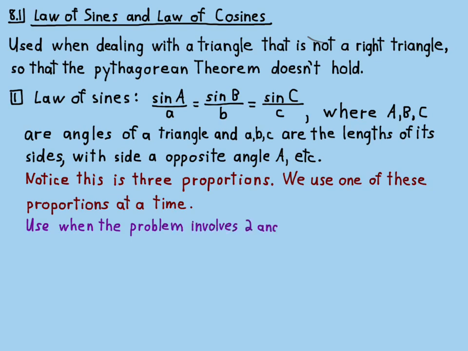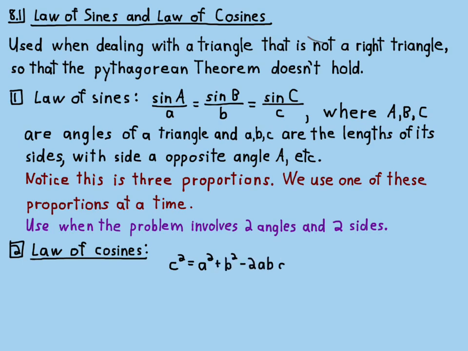So we'll use this when the problem involves two angles and two sides. So maybe one of the angles is unknown and another angle is known and the two opposite sides are known. Or maybe one of the sides is not known and the opposite angle and another angle and its opposite side are known. Right? That kind of thing. So the problem involves two angles and two sides.